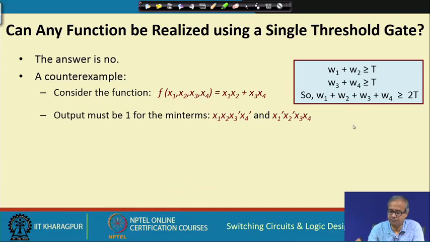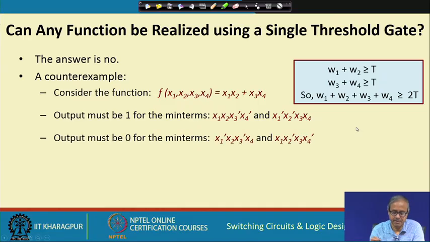Now, let us look at the false min terms. The output will be 0 for which min term? Now, the reverse. You see, output will be 1 if either x1x2 is 1 or x3x4 is 1. Now, output will be 0 if one of x1 x2 and one of x3 x4 are 0. So, let us look at two conditions here. Here x1 is 0 and x3 is 0, here x2 is 0 and x4 is 0.